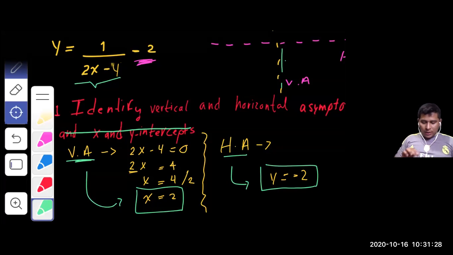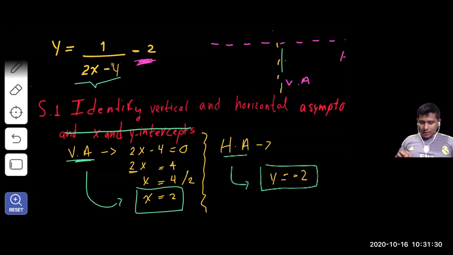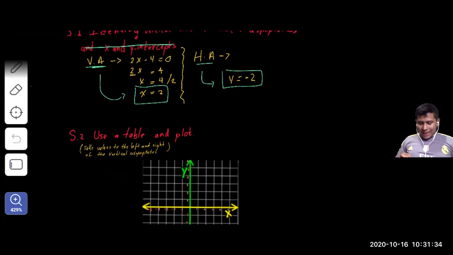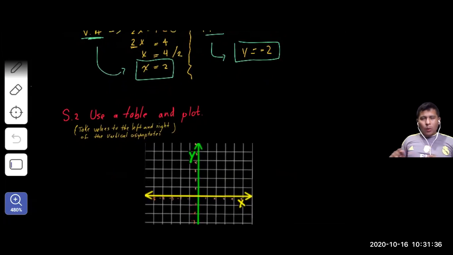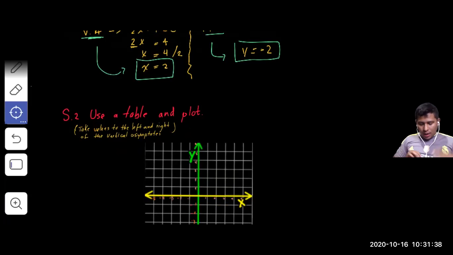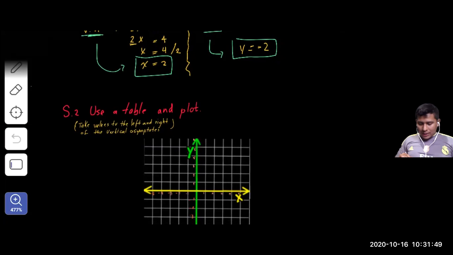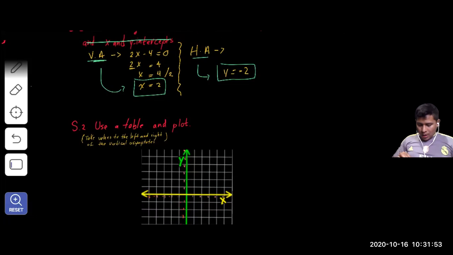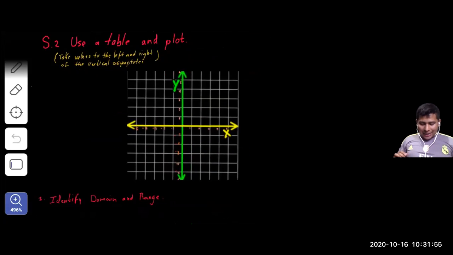This is just the first step: identify the vertical and horizontal asymptote. Let's see what we have to do in the second step. In the second step, guys, we want to use a table and plot some values, the points that we got. But before doing that, I'm going to ask you to represent this horizontal and vertical asymptote in the coordinate system. Let's start with the vertical asymptote. What is the value for the vertical asymptote? x equals 2. Let's focus here. x equals 2.